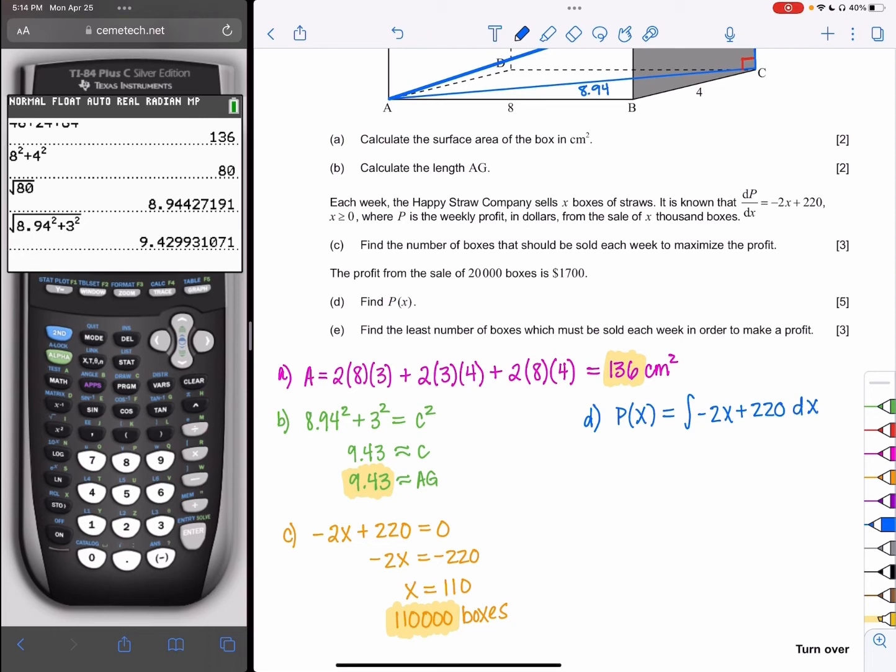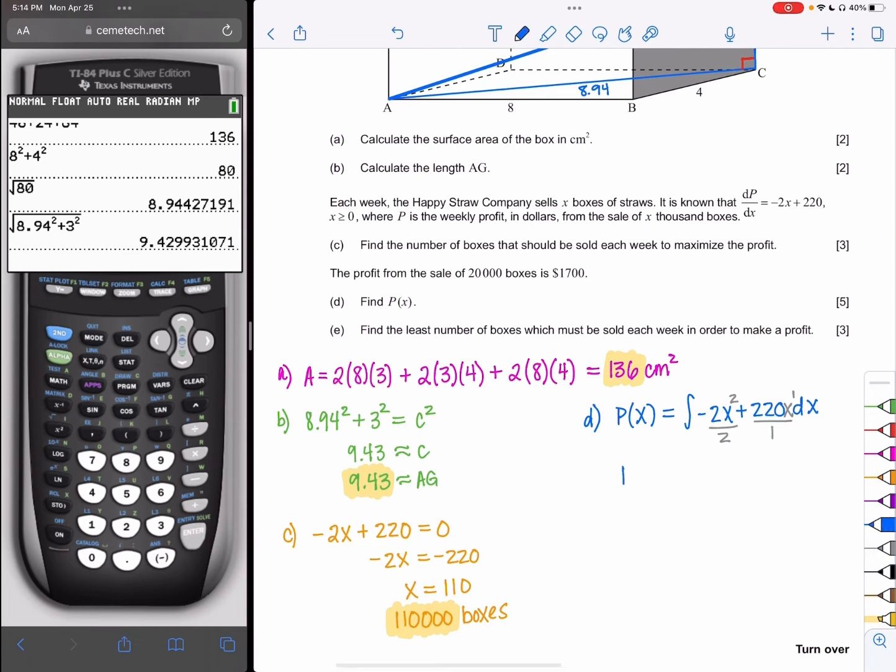Of course, when I find my integral, I'm going to add 1 to my exponent and then divide. So I'm going to have 1 plus 1 here, because that X had an understood 1. I'm going to increase my exponent from 1 to 2, so instead of x to the power of 1, it's going to be x to the power of 2. And then I'm going to divide by 2 here. And for the 220, it's going to be x to the power of 1, and of course, when I divide by 1, nothing's going to change.